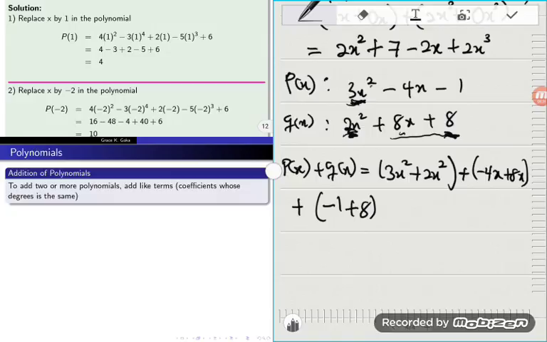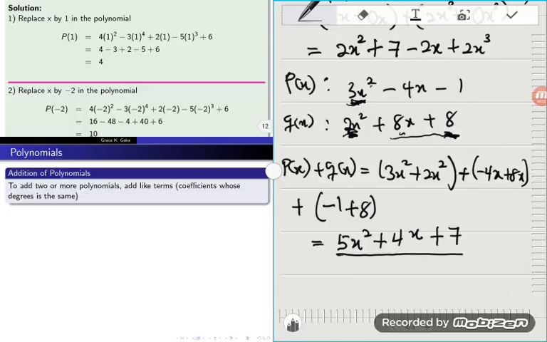So plus 8. If we simplify this, we have 3 plus 2 will give us 5x squared, minus 4x plus 8x will give us plus 4x. Then minus 1 plus 8 will give us plus 7. And so p of x plus q of x is giving us 5x squared plus 4x plus 7.